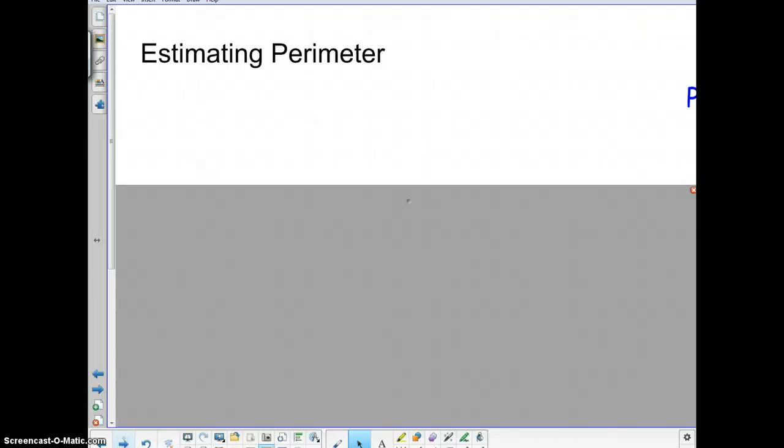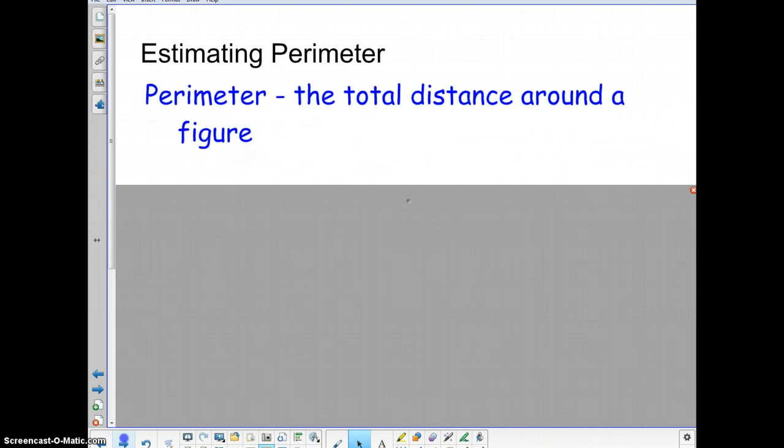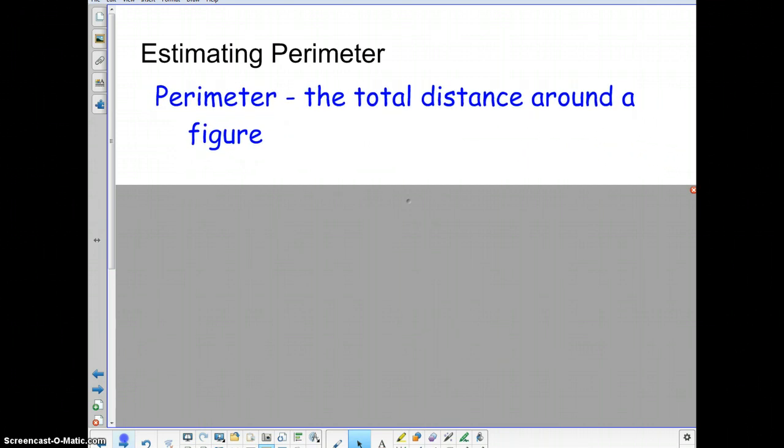Okay, estimating perimeter is the next topic I'm going to talk about. First, we have to understand what perimeter is. I hope by now you understand what estimating is, but with perimeter, we need to get on the same page and really use the same definition every day. So if you have your vocab sheet out, I will reveal to you that perimeter is the total distance around a figure.